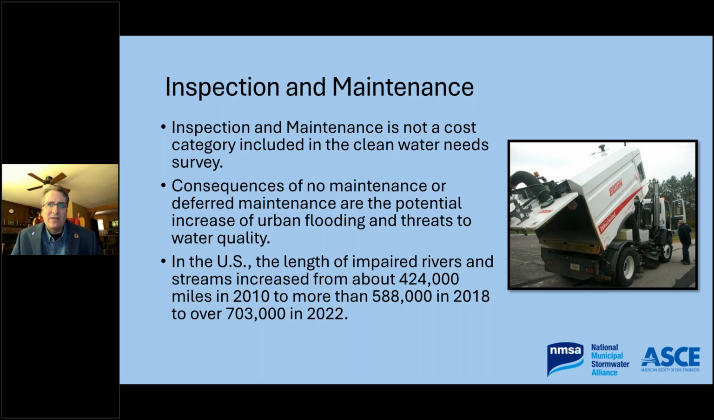And we also know that there's this changing pattern in the US that the number of impaired streams and the lengths of those rivers and streams have increased over the last decade, from more than 588,000 miles in 2018 to over 703,000 miles of impaired stream in 2022. So as we look into the future, this is another area where we need more investment and more work to create more resilient infrastructure. Next slide.